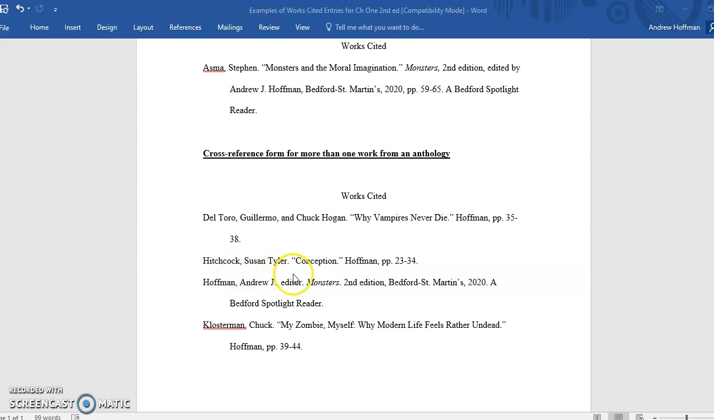Hitchcock, Susan Tyler, period, then the title in quotation marks, Hoffman, multiple pages again, 23 to 24, period. And then, in alphabetical order, this follows Hoffman, Klosterman, comma, Chuck, period. My Zombie, Myself: Why Modern Life Feels Rather Undead, period, quotation mark. Again, reference to Hoffman, the editor, comma, PP stands for multiple pages, 39 to 44, period.